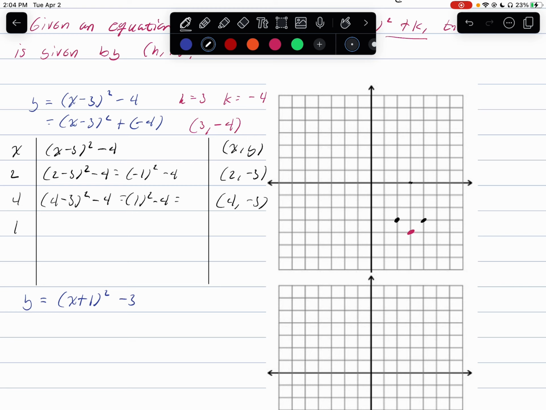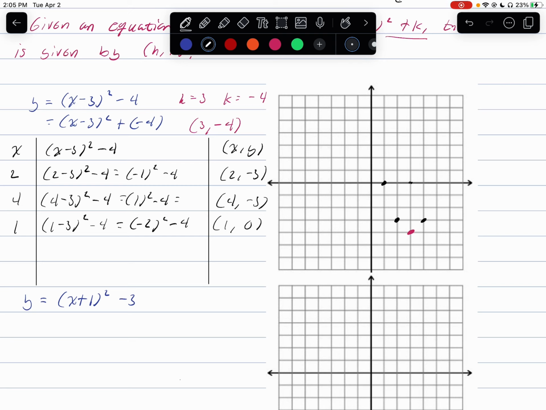So we'll put in x equals 1. So we'll have 1 minus 3 squared minus 4. Okay, 1 minus 3 is negative 2. So we'll have negative 2 squared minus 4, or that'll be 4 minus 4, which is 0. So we have the point 1, 0. And what you'll notice here with these, that was something I wanted to mention as well.